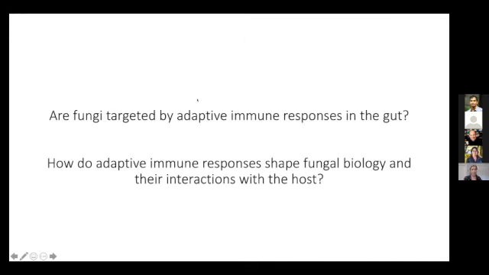And so I started this project with just two very simple questions. Are fungi even targeted by these immune responses within the gut? And if so, what are those immune responses doing to shape fungal biology and interactions with their host?